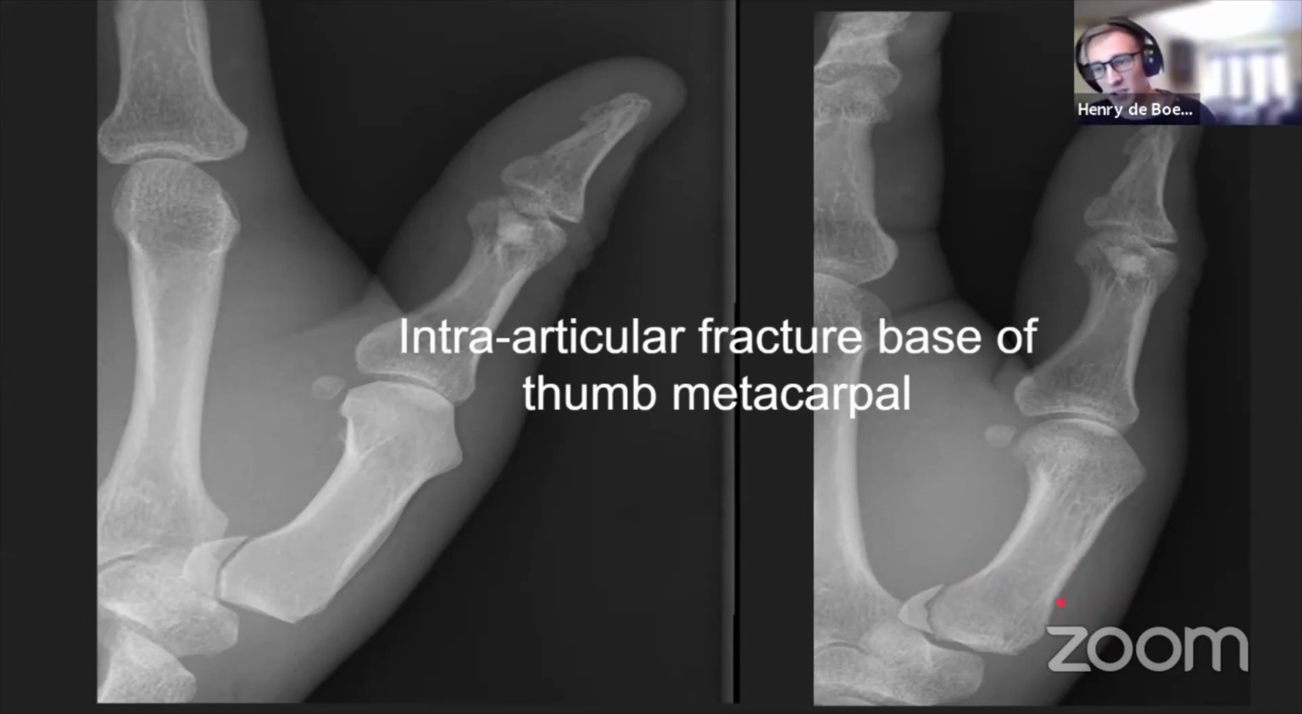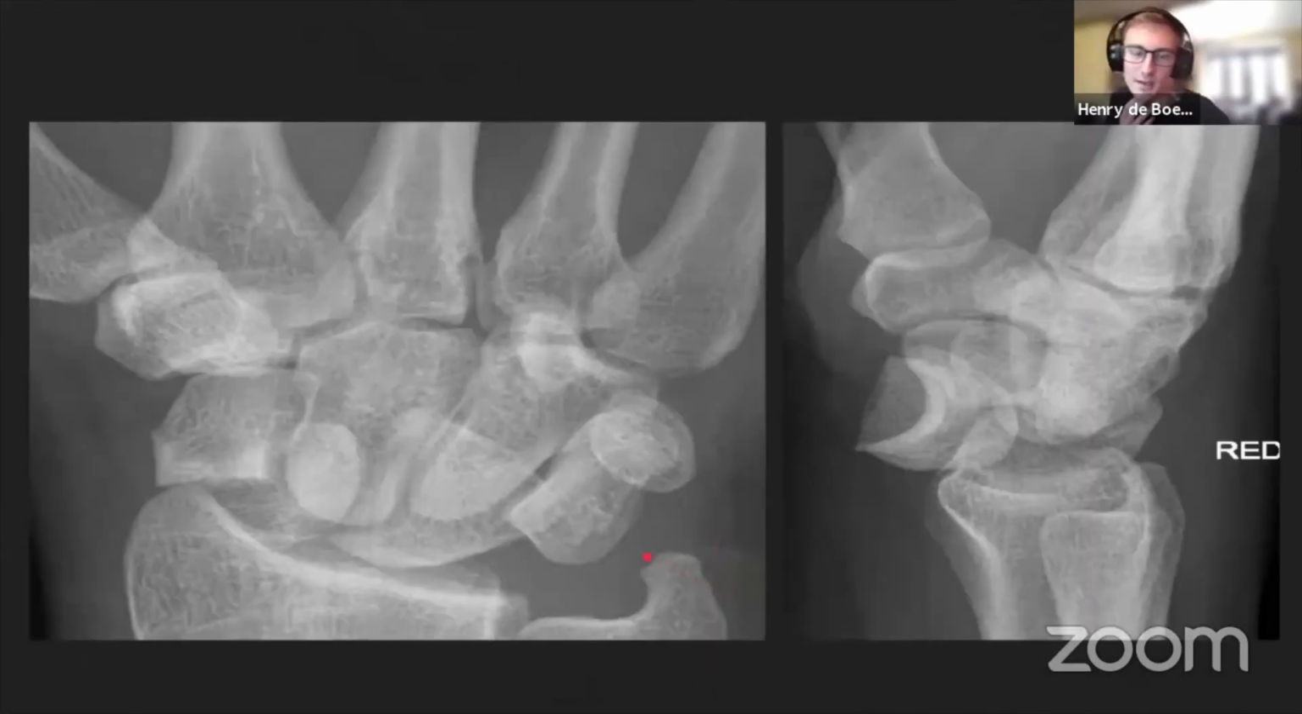But it is called a Bennett fracture. And just for interest's sake, if this is comminuted, we'd call it a Rolando fracture. So it's the same base of thumb intra-articular fracture, but if it's comminuted, that would be a Rolando fracture. Okay, so next film.